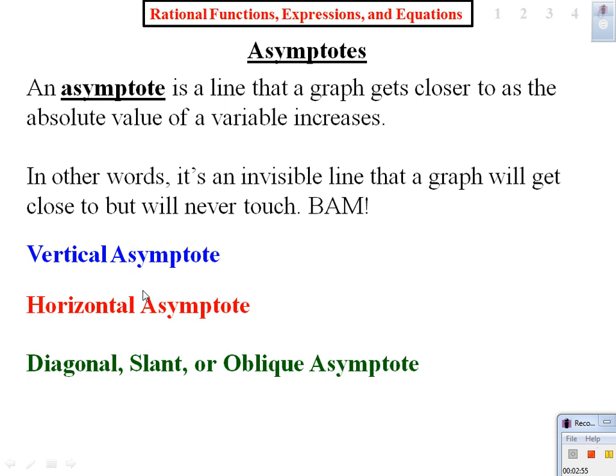Which ones have we been working with? Vertical and horizontal. And guess what? Tomorrow we're going to get into the funner ones, which are obliques. So please, pretty please, do your home plate. Don't copy from people. Just a suggestion.